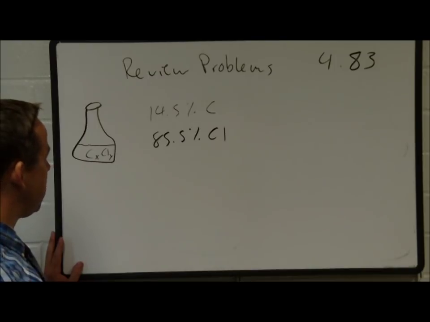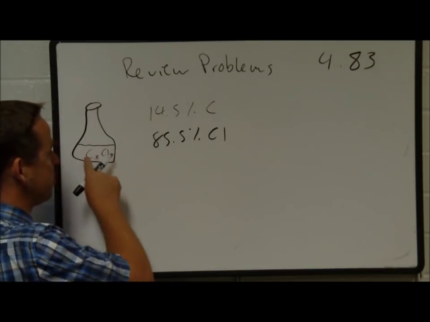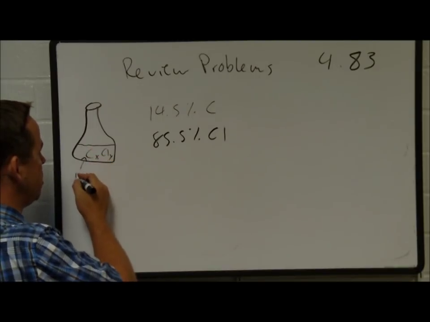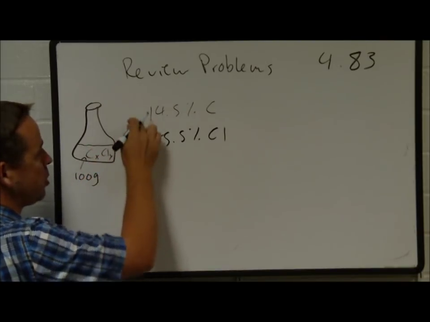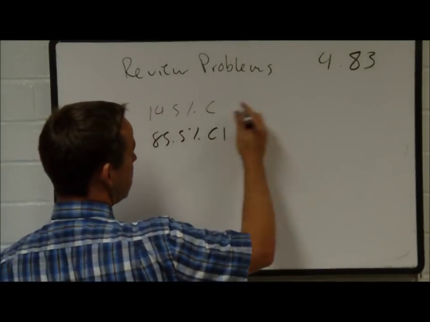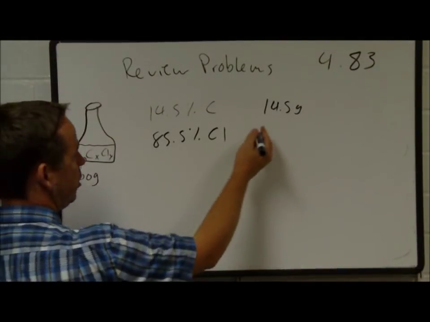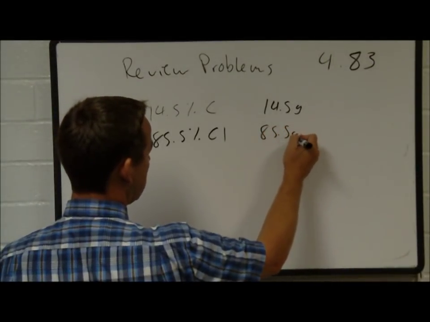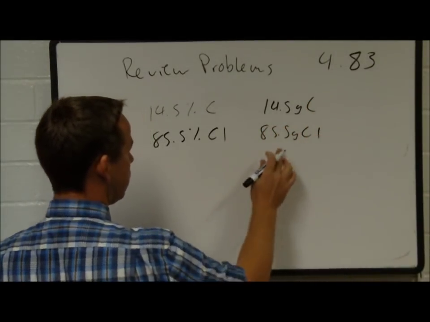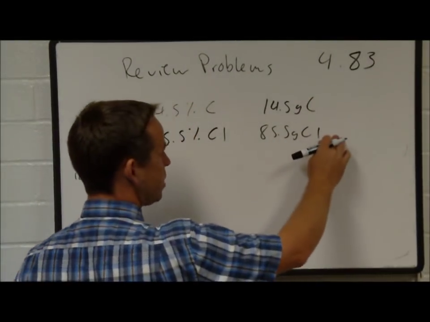Therefore, let's pretend like this is 100 grams in here. Anytime we have percentages, it behooves us to pretend like it's 100 grams, because then we can say this is 14.5 grams of carbon, and this is 85.5 grams of chlorine, for every 100 gram sample. All right, so that's how many grams of carbon, that's how many grams of chlorine.